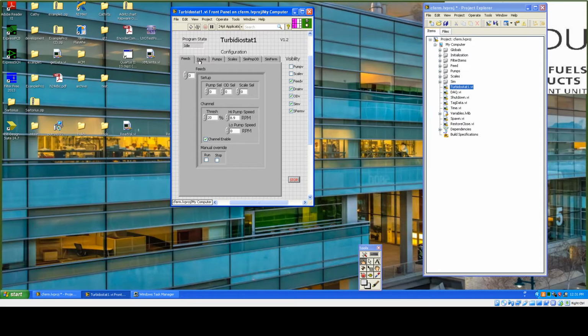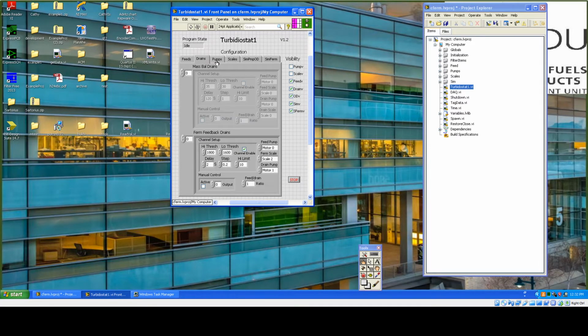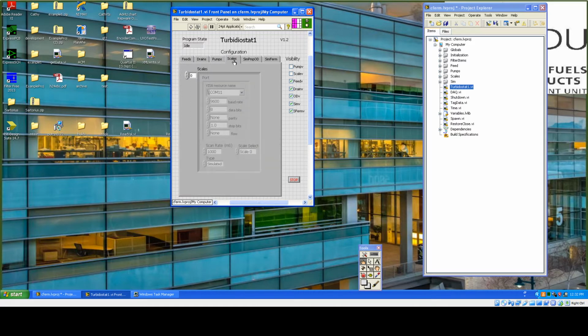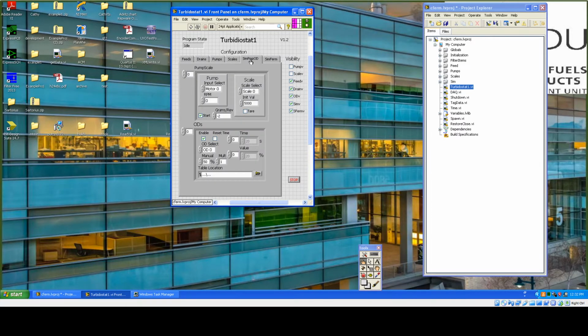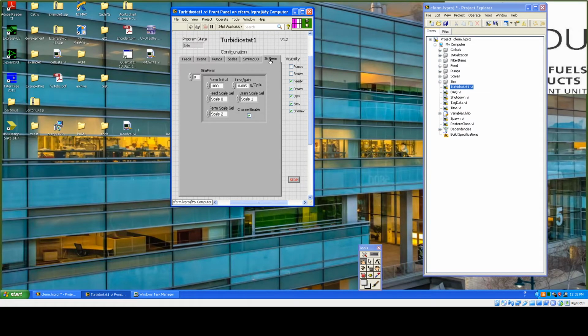Normally what we would do is set up a feed, set up a drain, and then set up our pumps and scales. However, with no hardware present, we'll need to use a simulated pump and scale as well as an OD sensor and a simulated fermenter.